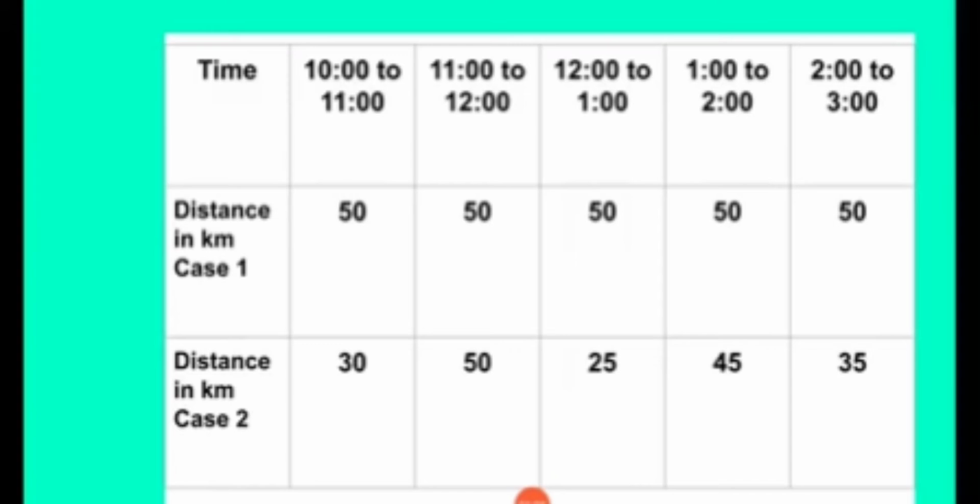If you see case number 2, though the time interval remains the same, the distance covered each hour varies. Between 10 to 11, the distance covered is 30 kilometers. During the next hour, it is 50. After that, it is 25, then 45 and again 35.